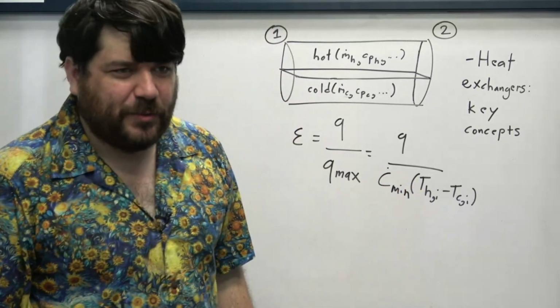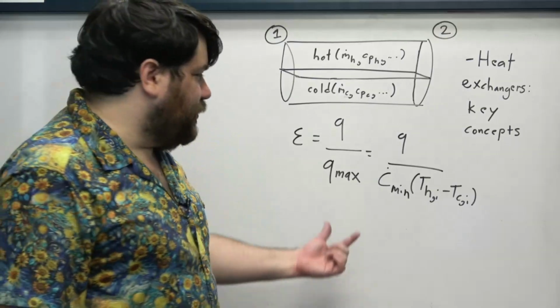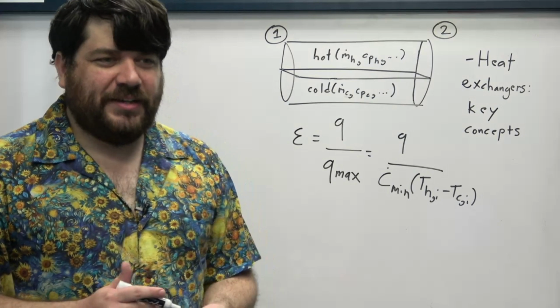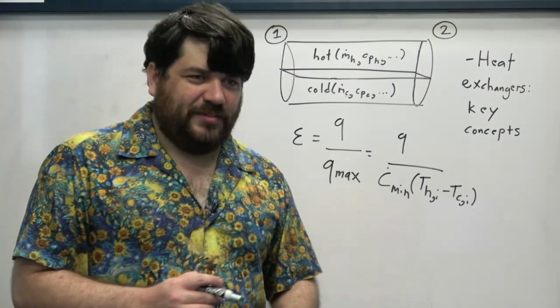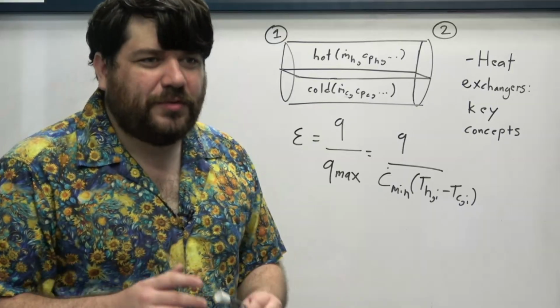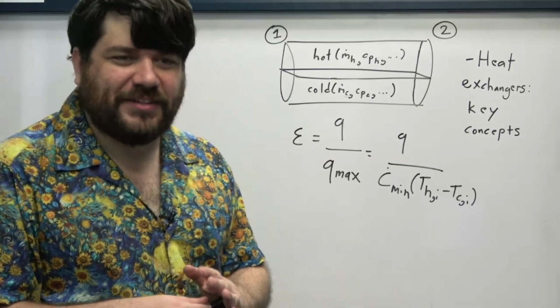As a sneak peek as to why this is the case, it's because if we tried to use the maximum heat capacity rate, if we tried to put the maximum here, we'd technically be violating conservation of energy. But the proof of that is not something that I plan to discuss in this lecture.